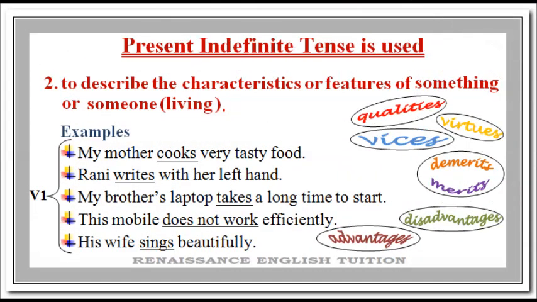Number 2. Present indefinite tense is used to describe the characteristics or features of something or someone living. In other words, it is used to describe a living and a non-living thing. With the help of this tense, we tell the qualities possessed and lacked by something or someone living. These may be the virtues or vices, merits or demerits, advantages or disadvantages, inherent nature of someone or something.